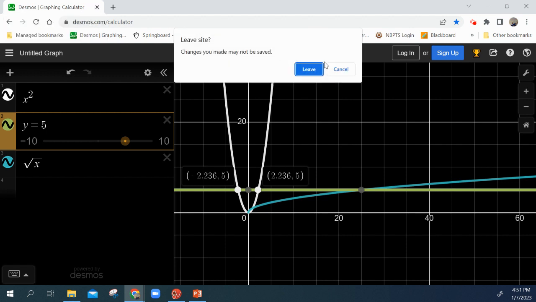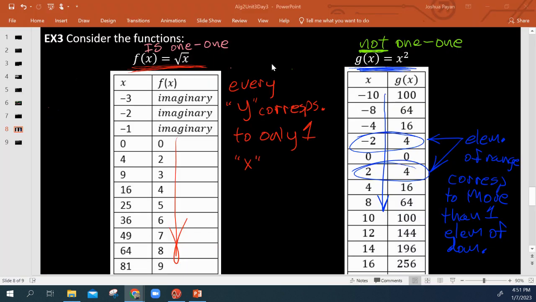Okay, so again, that simply means, if it's one to one, every y corresponds to only one x. Otherwise, if that's not true, then it is not one-to-one.